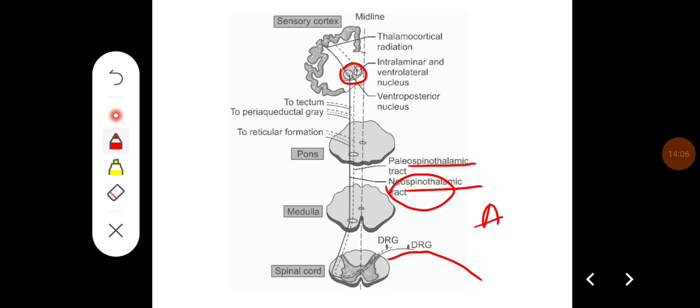A delta afferent fibers, reaches a specific part of the thalamus, the ventro-posterior nucleus. Then the third order neurons reach the sensory cortex. Whereas the fibers of the paleospinothalamic tract are mainly C fibers. They ascend in the spinal tract and end in the interlaminar nucleus of the thalamus, and then diffusely form the thalamo-cortical radiation and go to the sensory cortex.